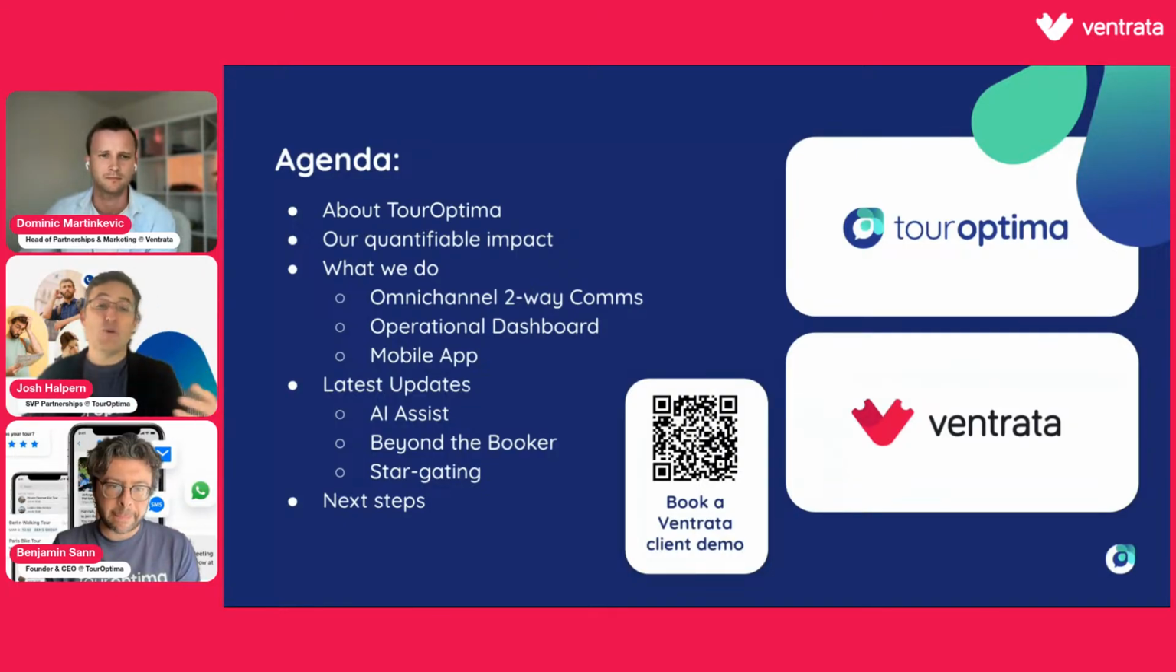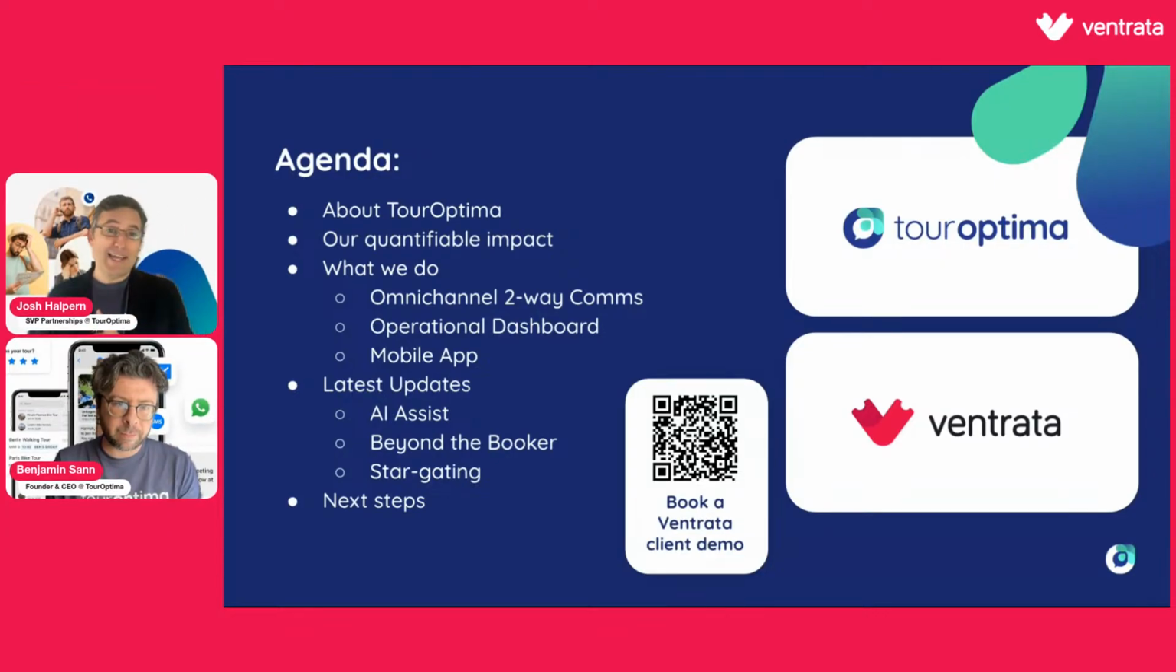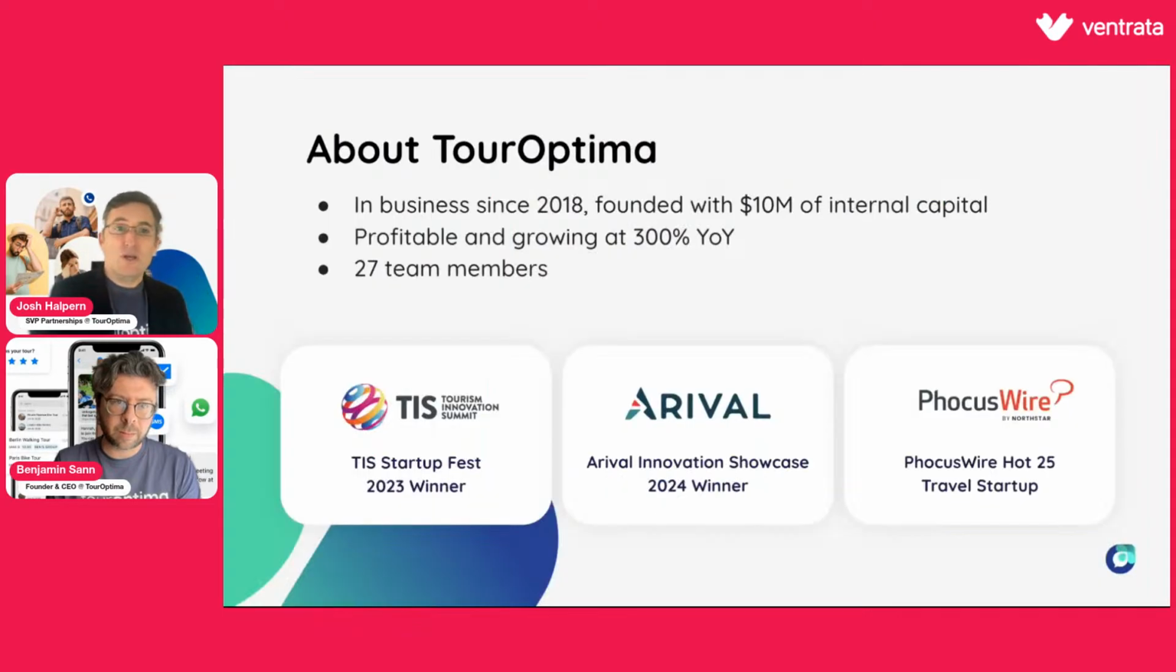Then we're going to talk about, for those of you who may have heard of us before or engaged with us before, but haven't had a recent update, the new things we've got. We've got AI Assist, we've got Beyond the Booker, and we've got Stargating. So let's start with just who we are and why we're here.